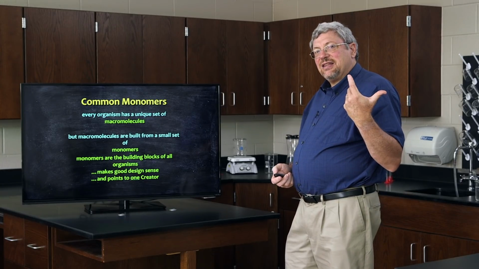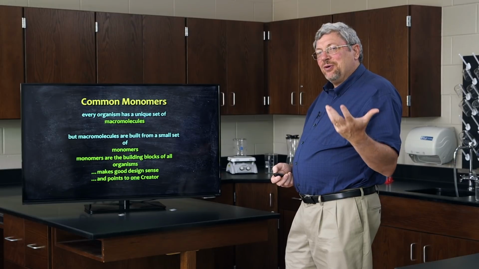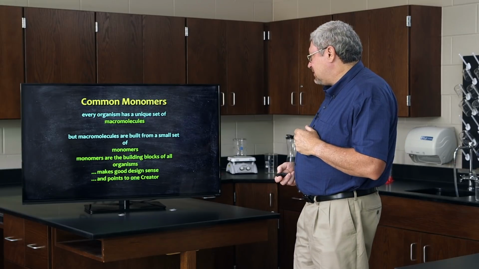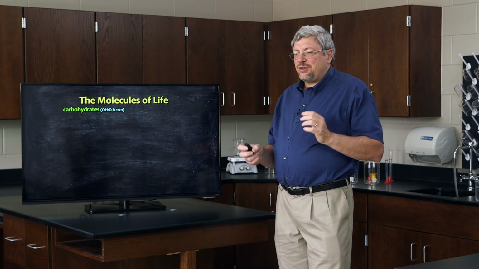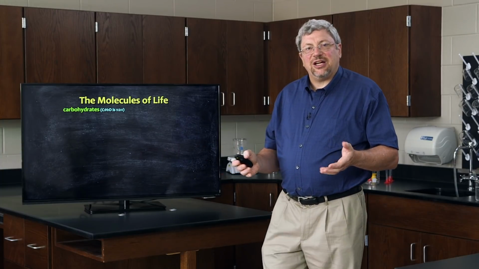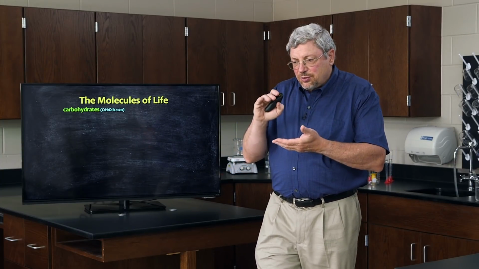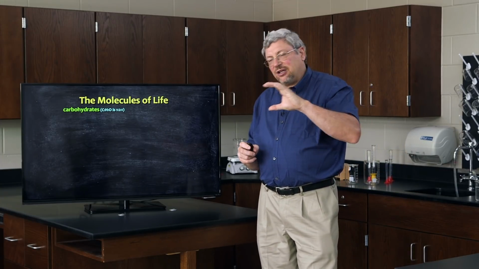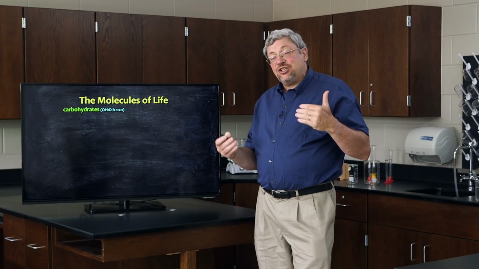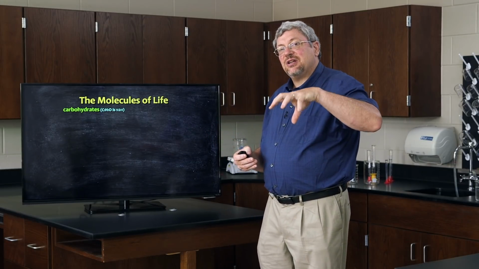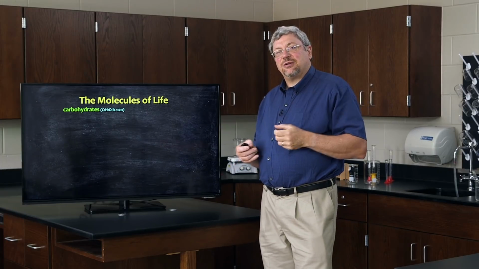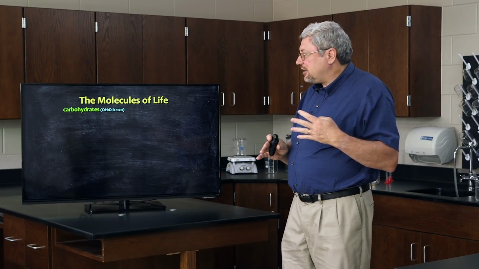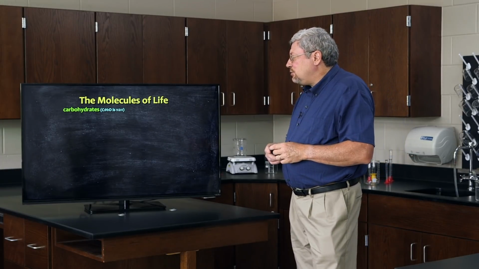We're going to see that this is a really cool design, and it points to the fact that there is a single God who created all things. We're going to go through the major macromolecules of life. We're going to summarize them and put them into four categories. And we're going to look at the characteristics of the macromolecules in each of these categories. And in each case, we're going to determine what it is that is the monomer for building that particular kind of macromolecule. The first of the four categories of macromolecules we're going to look at are the carbohydrates.